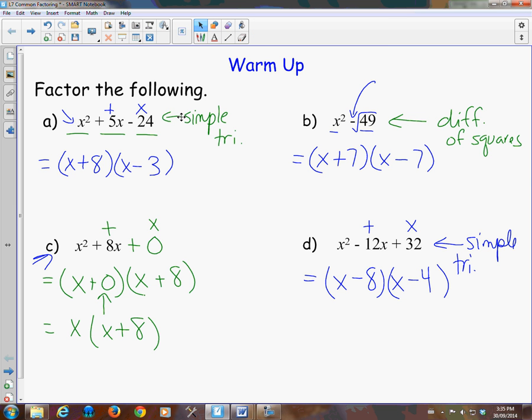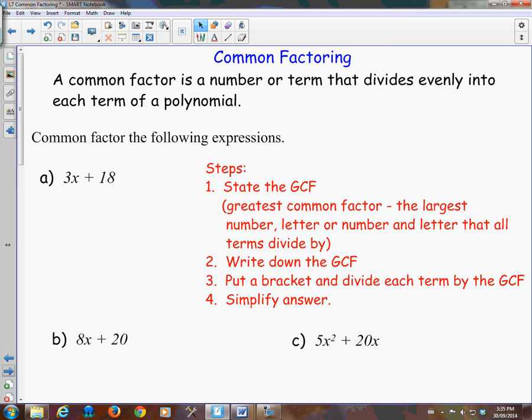So we're going to move on today with something called common factor. A common factor is a number or a term that divides evenly into each term of an expression or a polynomial. So there's basically 4 steps. We have to figure out the GCF, the greatest common factor. That is the biggest number, letter, or number and letter that all the terms divide by. We write that down, we make a bracket, and we divide them each by the greatest common factor.